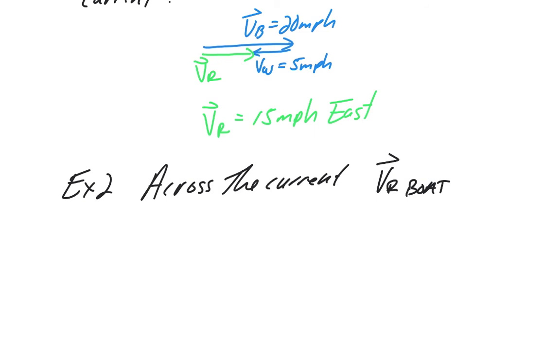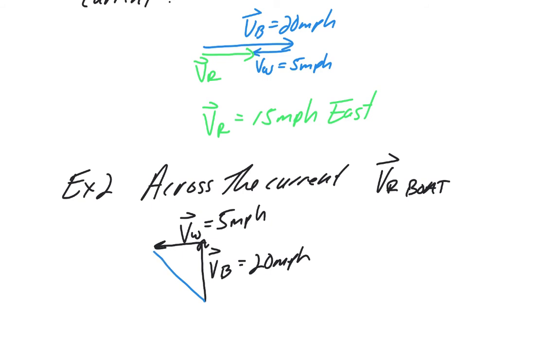So we're going to use the same ideas. I'm going to draw the velocity of the boat. I'm still going to assume that the current is going west like we had it before. So here's the velocity of the water. And now I know that the velocity of the boat is 20 miles per hour, so I'm going to draw that right here. I know that this is 5 miles per hour, and I know that this is 20 miles per hour. I want to know the resultant velocity, so I want to know this velocity right here.